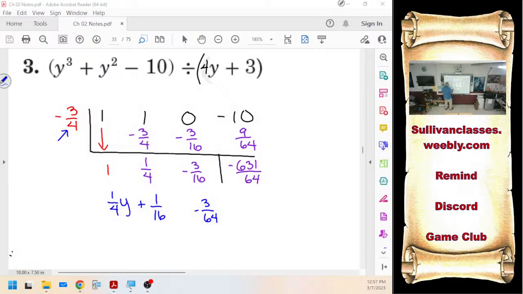Yes, they are y squareds and y's. The last one. How do I write that? Minus 6. Whoa, that's good. 631 over 64 over 4y plus 3, which is a compound fraction. I do not think that's 3 over 64. Dividing by 4 is the same as multiplying by 1/4.